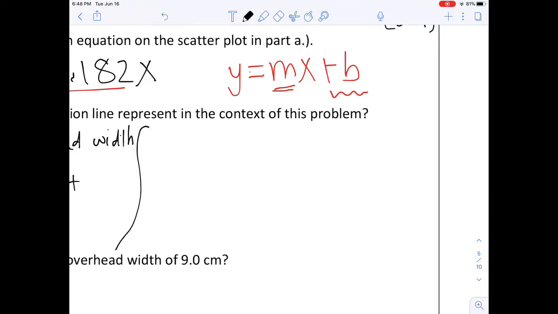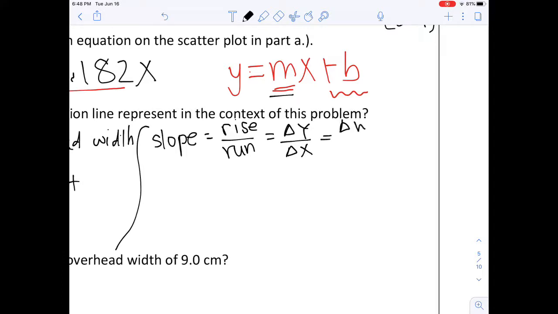So for this problem, the slope is the value that is stuck with the x. And for us, slope is going to be the same thing as, if you remember from algebra, rise over run, which was a change, and that's what delta is, a change in y over a change in x. And so our y variable for this problem is weight. So I'm going to say change in weight over a change in, and our x variable is overhead width.